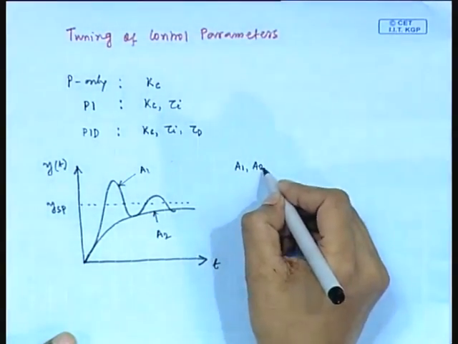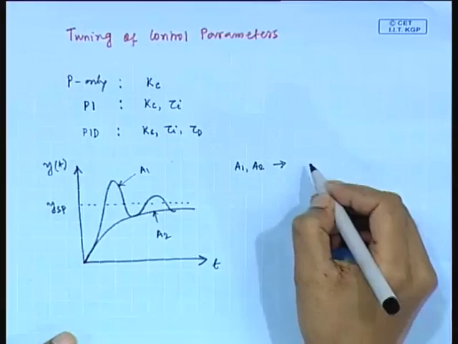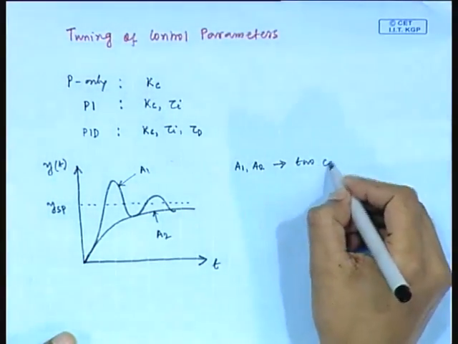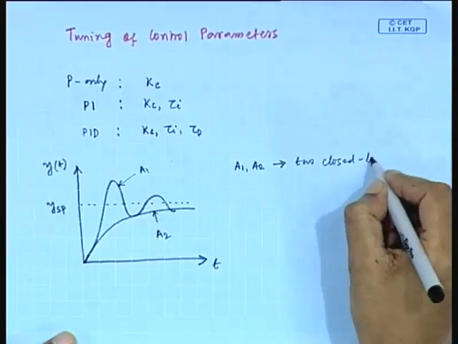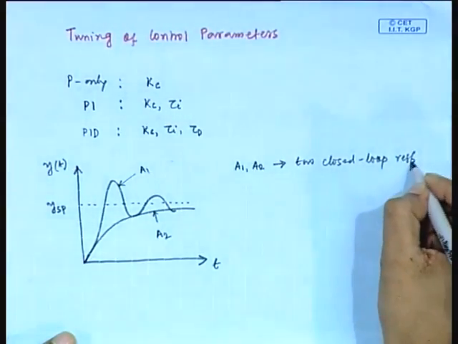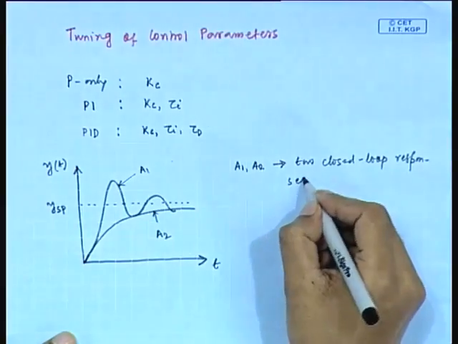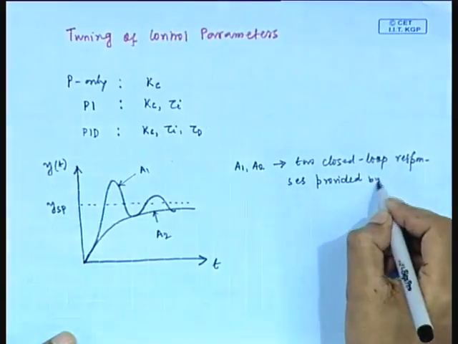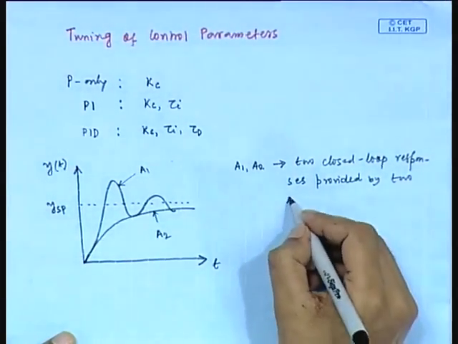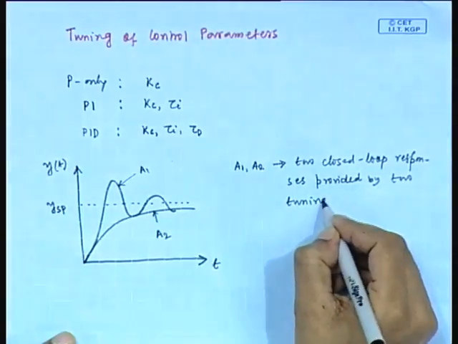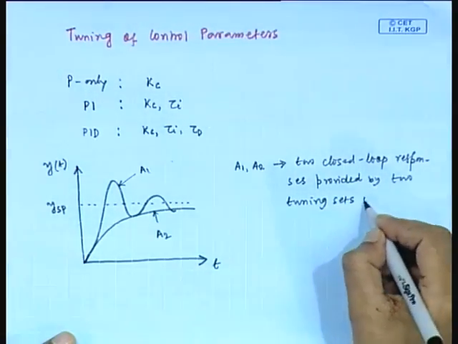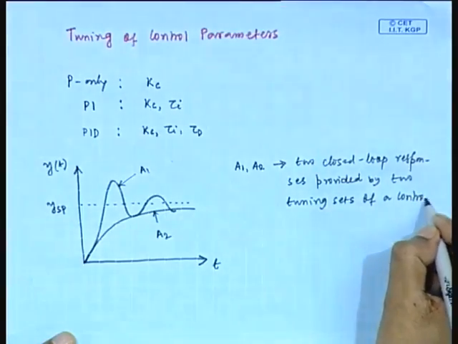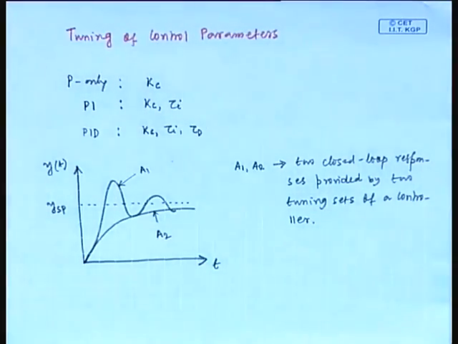A1 and A2 are two closed loop responses provided by two tuning sets of a controller.